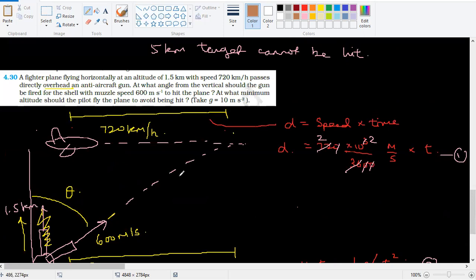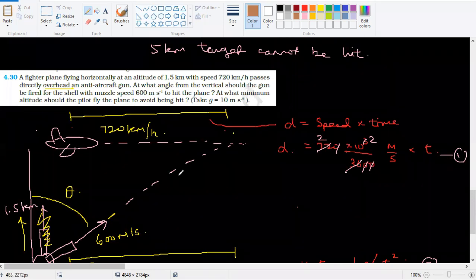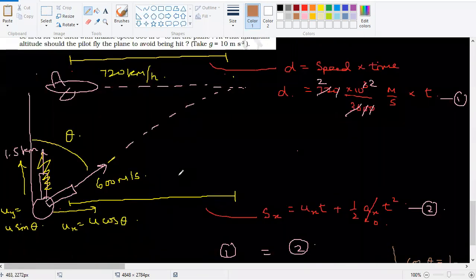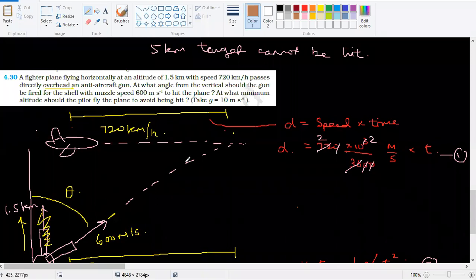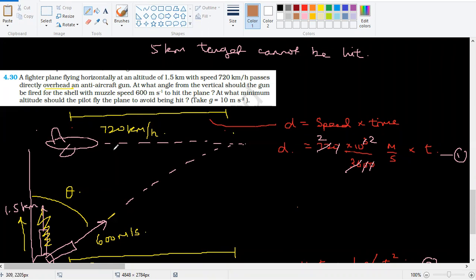Okay, what is the second part? At what minimum altitude should the pilot fly? So now we calculated this. So if you hit it at this angle, this missile will hit the plane. But now they're asking, okay, what should this pilot do? He has to fly a little bit higher so that this guy does not hit him.